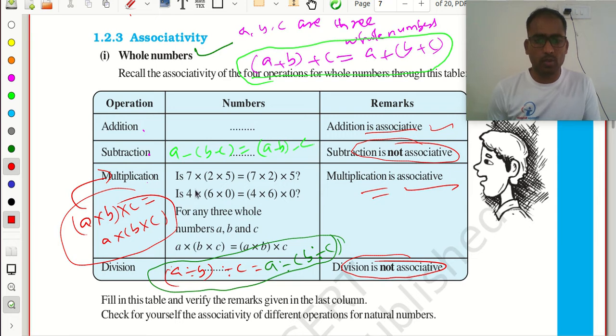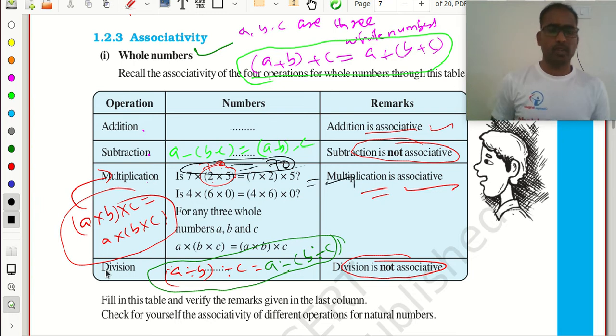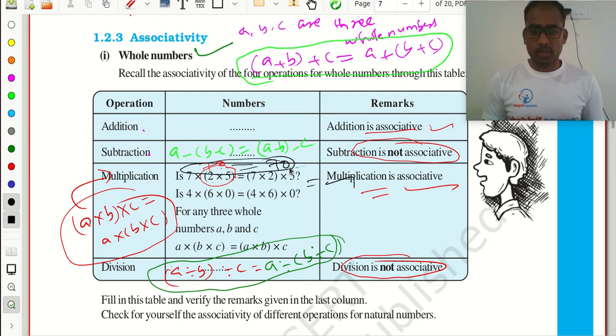So you can go through this example also. 7 multiplied by 2 into 5. First we calculate in the bracket. 5 twos are 10. 10 into 7, 70. Here I am getting the value 70. Next I will do this one. 7 twos are 14. 14 times 5, 70. This 70 and this 70 are equal. So I can say multiplication is associative. Is this clear? Is this clear with you all?